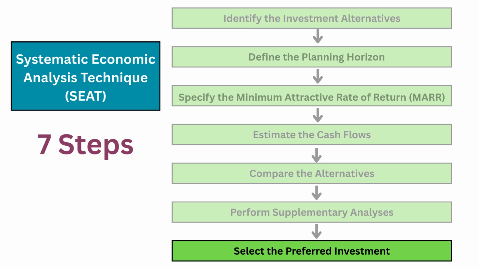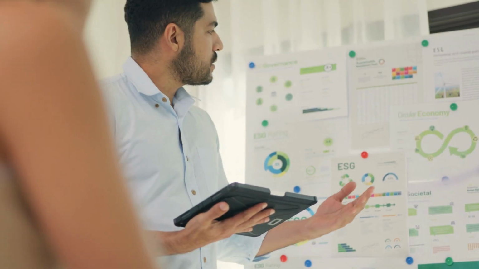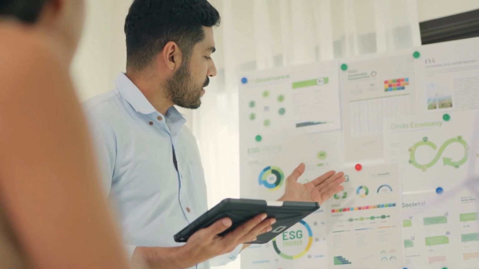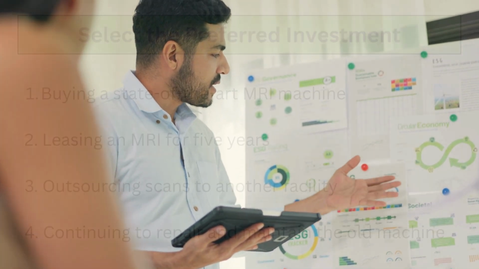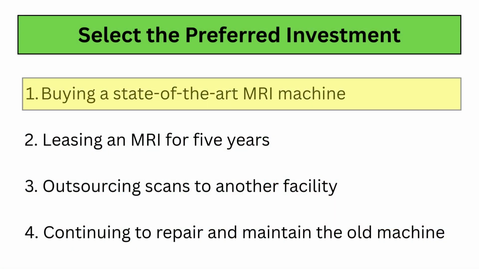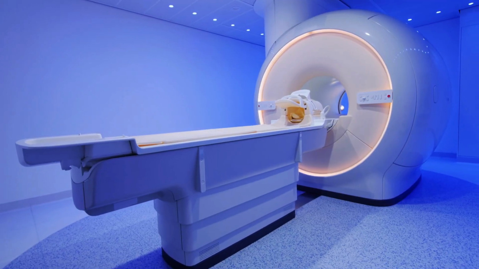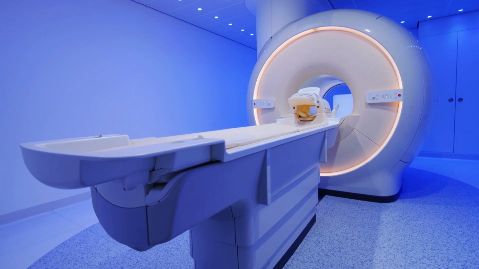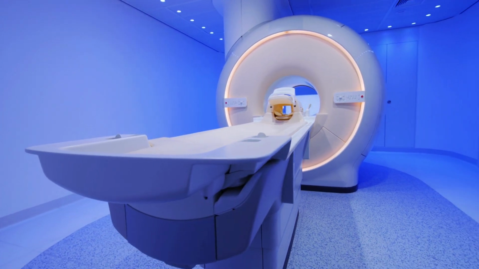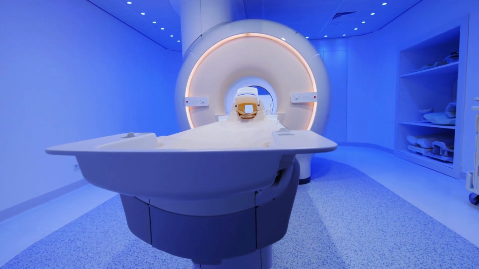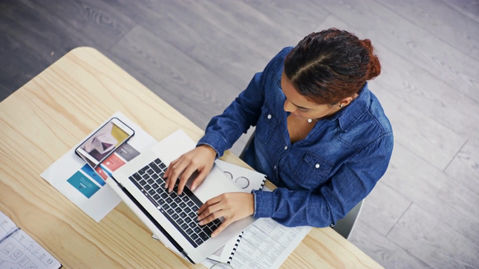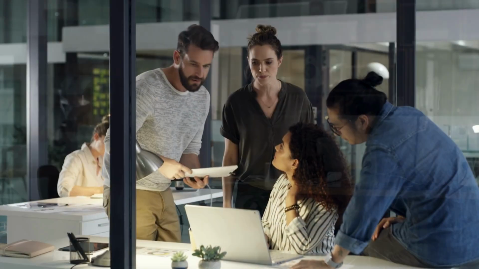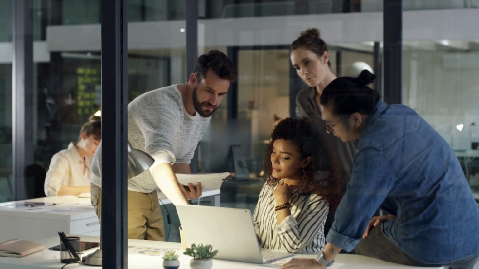Step 7. Select the preferred investment. Finally, choose the option that best meets organizational goals. The decision often combines financial and strategic factors. For example, the hospital purchases the MRI. It not only provides the strongest financial return, but also improves diagnostic capability, enhances patient trust, and positions the hospital as a healthcare leader. Numbers guide the process, but people make the decision. Intangible benefits often tip the balance.